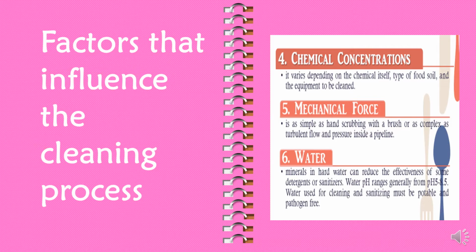The last one is the water. Minerals in hard water can reduce the effectiveness of some detergents or sanitizers. Water pH ranges generally from pH 5 to 8.5. Water used for cleaning and sanitizing must be potable and pathogen-free.